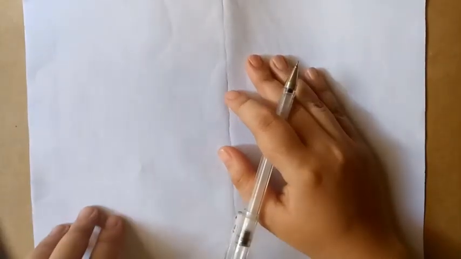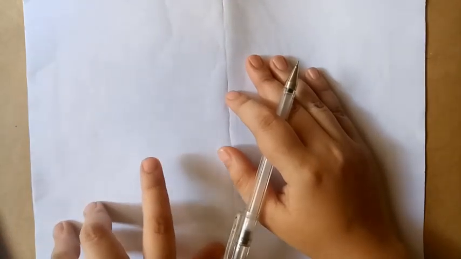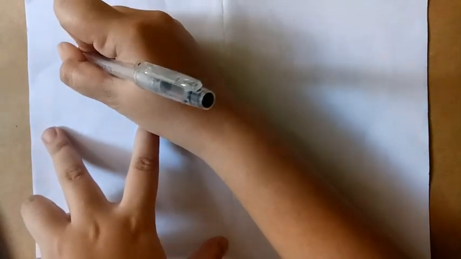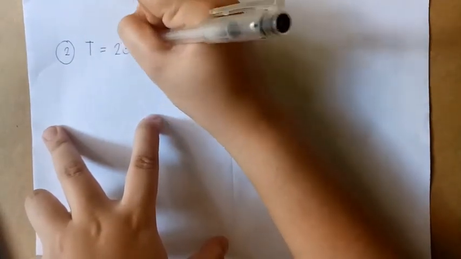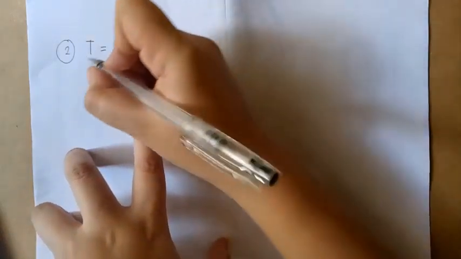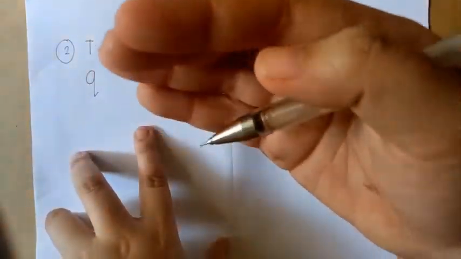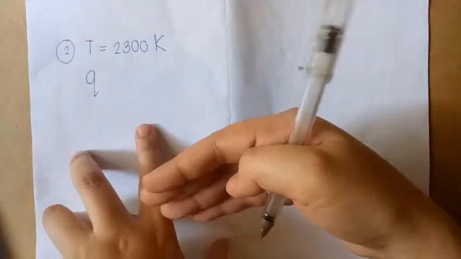Let us proceed with problem number 2. A black body filament is heated to 2,300 Kelvin. What is the maximum radiative heat flux from the filament? So, given yung temperature, for problem number 2, temperature is given 2,300 Kelvin. Ang hinahanap is the radiative heat flux. Pag sinabi natin heat flux, yung small letter q yung ginagamit natin. Yun ay yung malaking Q naka per unit area.